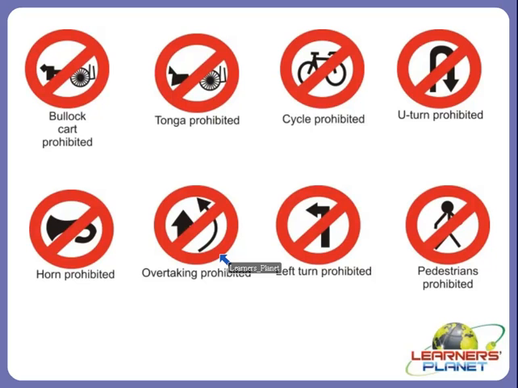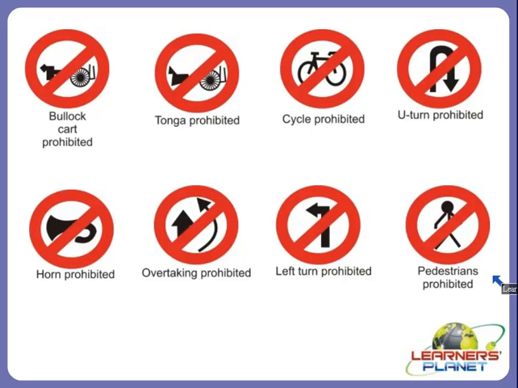You should drive at your own speed, that is 40 to 45 kilometers per hour, right? Then left turn prohibited means you can use the U-turn sign, you can go in the right direction, but left turn should not be used.